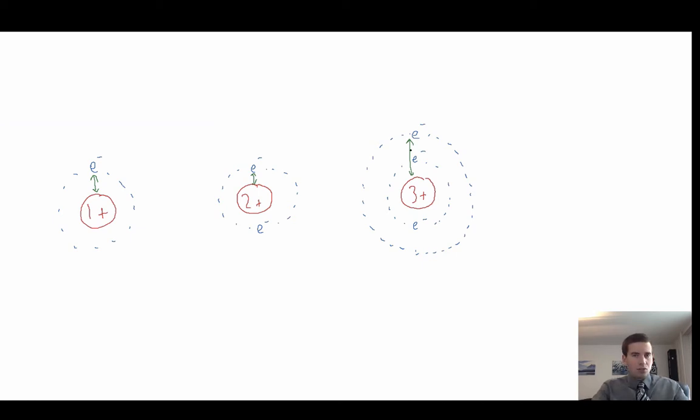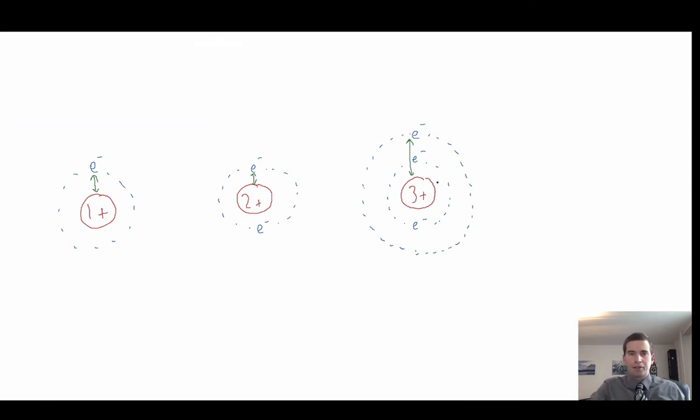So yes, you have a 3 plus charge from the nucleus, but we now have 2 different shells. That electron is further from the nucleus. The atomic radii has increased. So that attraction is not as strong as you would expect from this added proton.